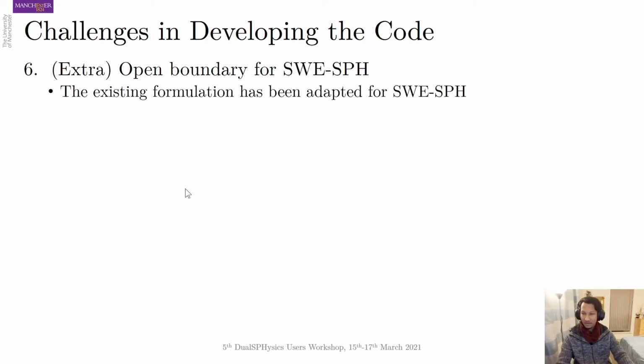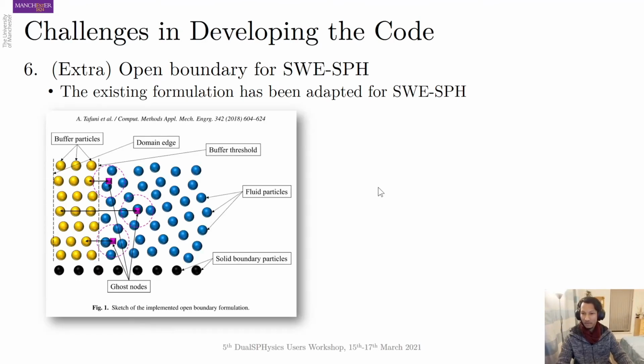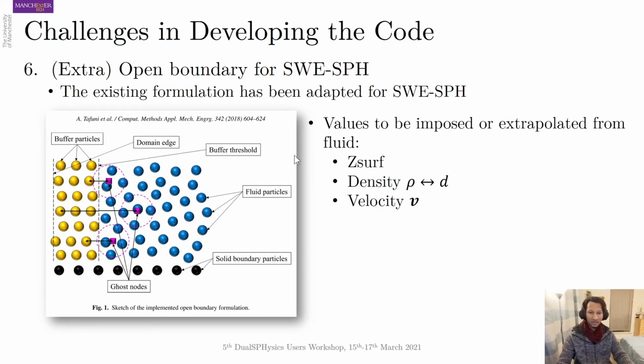Okay, there is one extra challenge here, which is the open boundary. The existing formulation has been adapted for the shallow water model. This is the illustration of the buffer particles that we need for the open boundary by Tafuni et al., 2018. There are three values that we need to impose or extrapolate from the fluid, which are Z surface elevation, and then the density and velocity. But for the shallow water model, we don't need this, because when we impose the density, that means we impose the depth as well.